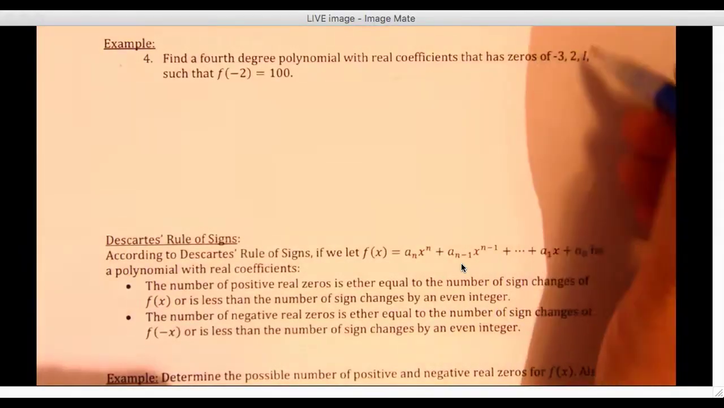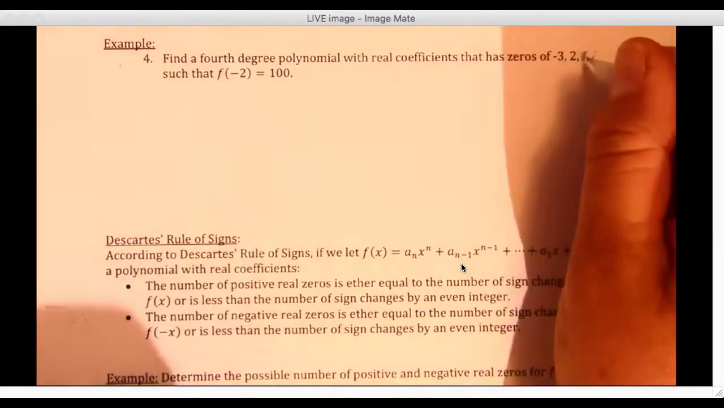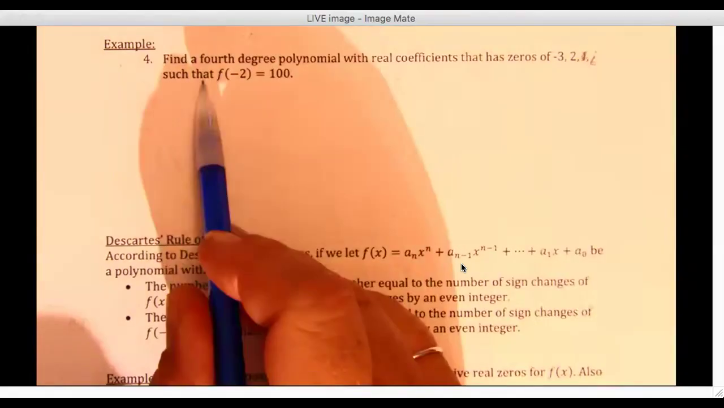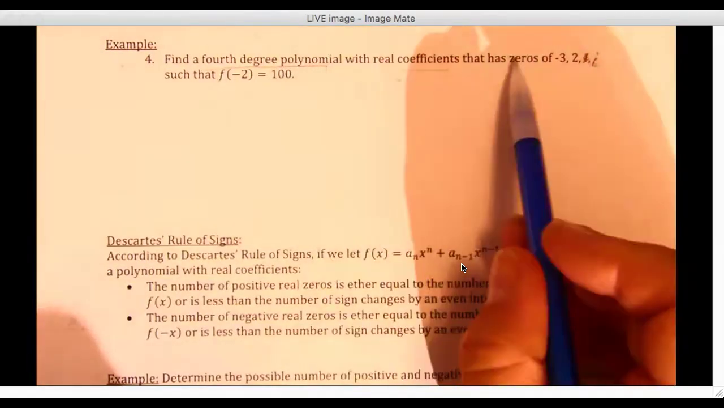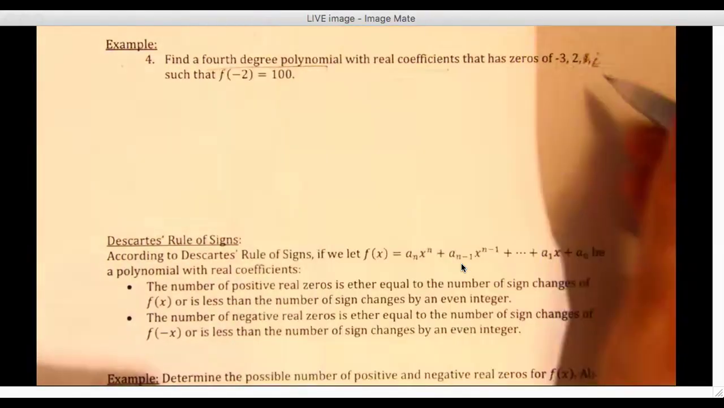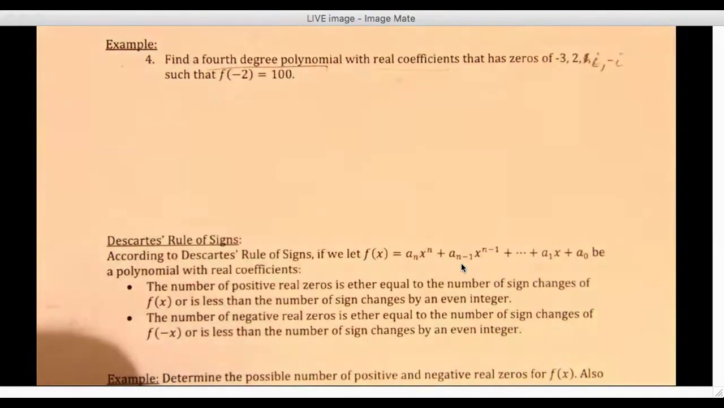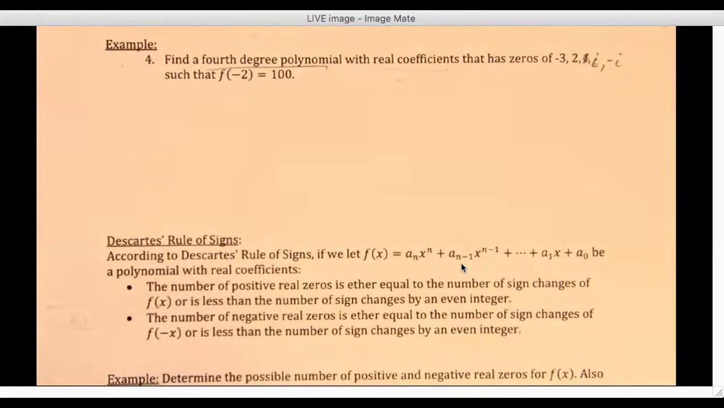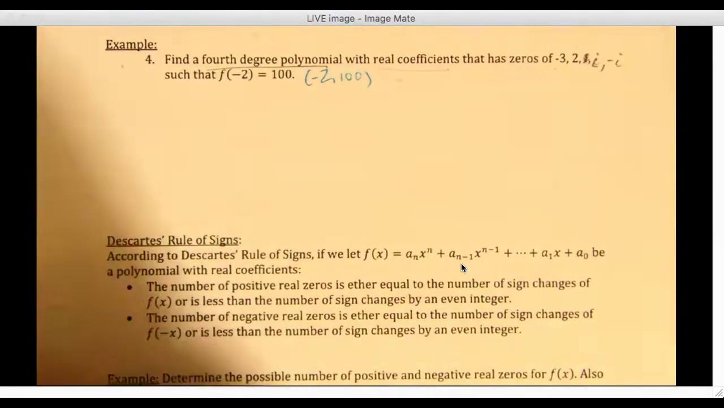Here it has the zeros listed off and I got capitalized. So this should actually look like imaginary i here, not capital I. It says find a fourth degree polynomial, meaning we should have 4 roots, with real coefficients that has zeros of -3, 2, i. Because it's fourth degree, I should have 4 of these, and if I have i I also have -i. And then they also tell us a point here. This is an x and a y value.